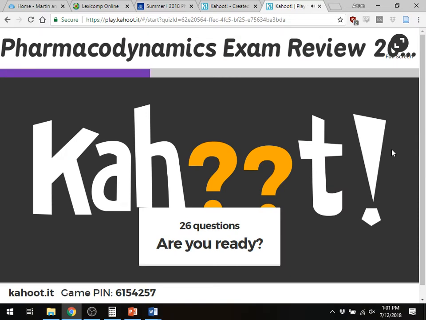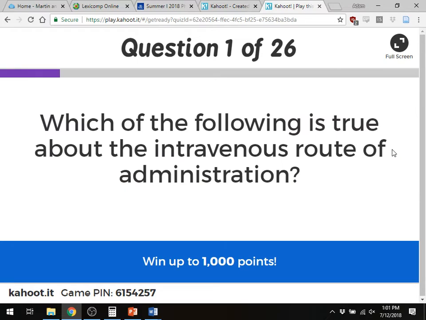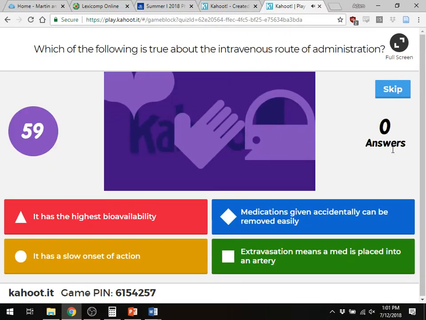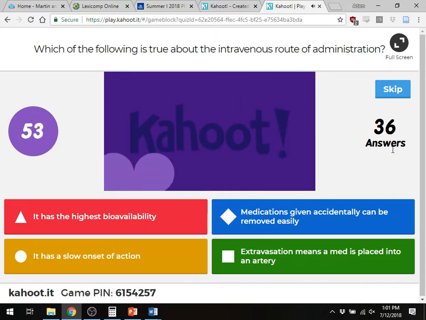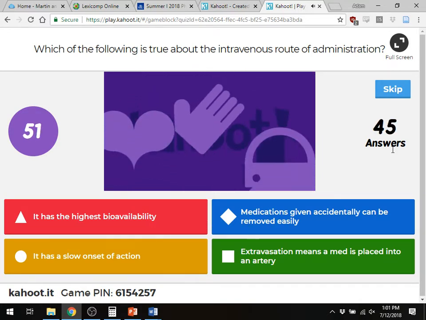Okay, let's go through this. Some of them will be a little bit longer because they involve some calculations, so be ready for that. Okay, which of the following is true about the intravenous route of administration? It has the highest bioavailability. Medications given accidentally can be removed easily. It has a slow onset of action, or extravasation means a med is placed in an artery.